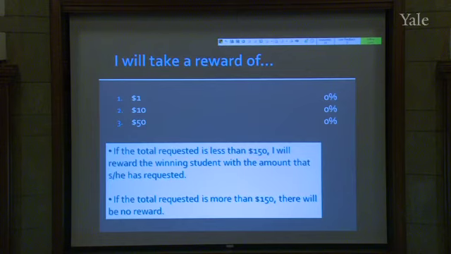If the total requested is more than $150, tragedy of the commons: the bank goes bust, too many requests, no reward, okay? So the game is there, 22, 23, 24. I'm going to hold off. I want a lot of responses to this game. Let's see how these numbers come in. All right, I am going to play fair. I'm going to start the countdown now.